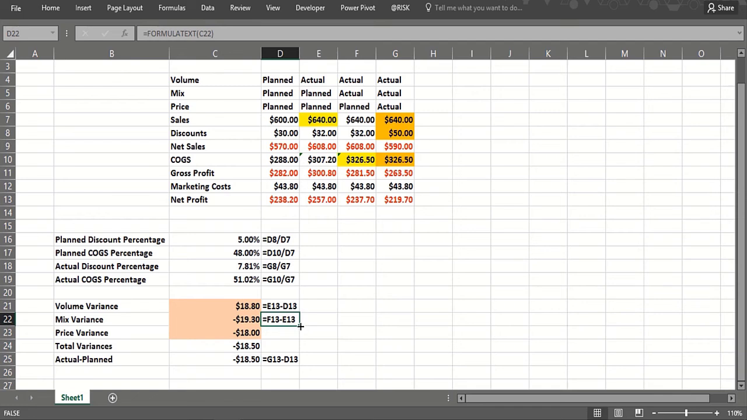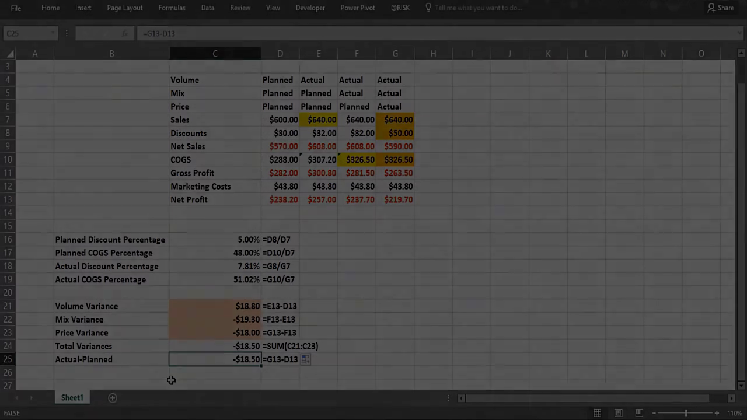To summarize, the variance from the plan was that we made $18.50 less than we'd expected. And that was because on volume we made $18.80 more, shifting to a more costly product mix with lower margins cost us $19.30, and giving discounts cost us $18. So there you have it in a nutshell how to do variance analysis, which is a really quick and dirty way to figure out what caused you to miss your targets in finance and marketing.